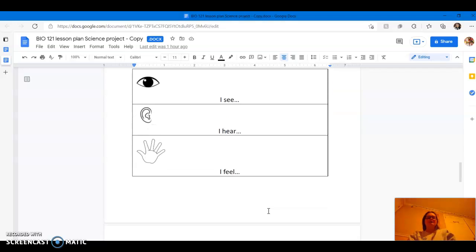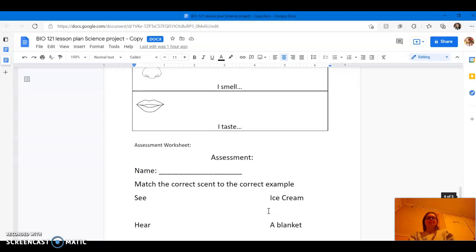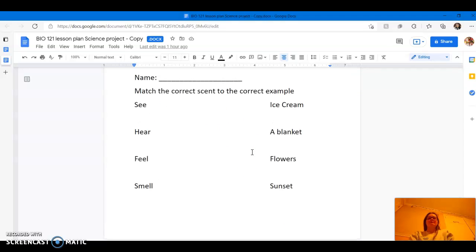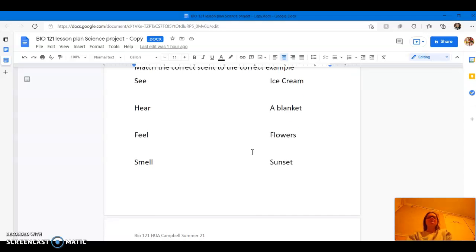And then for the assessment, I'm going to scroll down. This is going to be the worksheet that I'm going to give them, where they can color and draw what they see outside. And then this is the assessment that they're going to get. This is matching it together. It's super simple. It's super easy. I don't want it to be anything long.